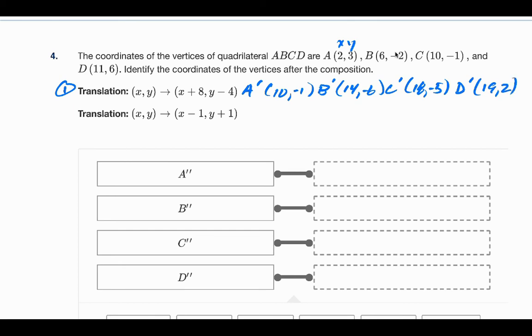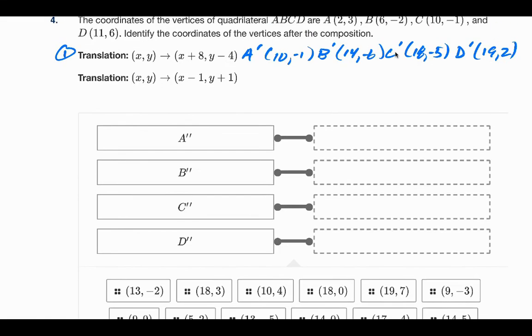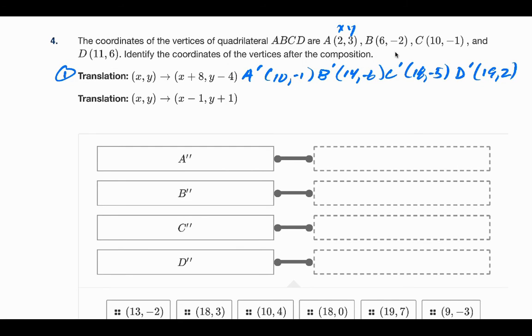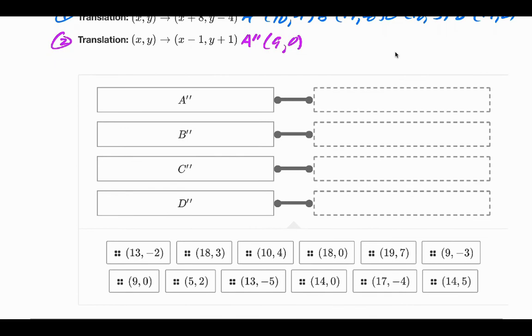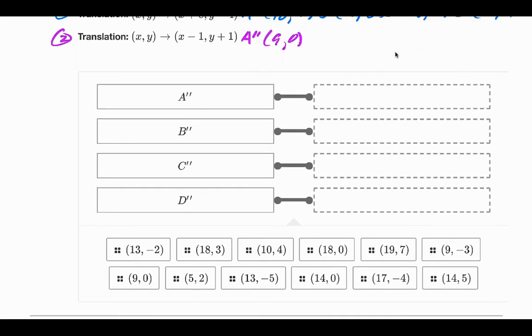All right. On this one here, they don't give us any choices for those. So that means that we have to do the next one. So our next translation, remember, on this one here, we use the A prime, which we just had above. So we're going to use this as our x and our y for our second translation. So our A double prime, if I do that, I'm going to have 10 minus 1, which will give us 9. Now I'll have -1 plus 1, which will give us 0. So on this one here, you'll drag and drop 9 and 0. So 9 and 0 would go right here.